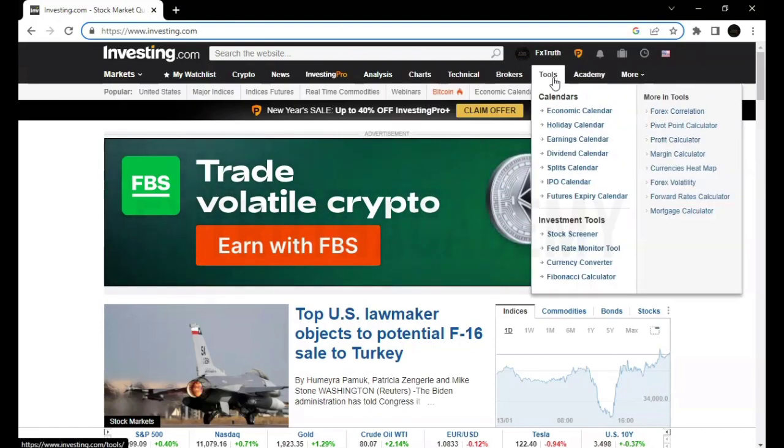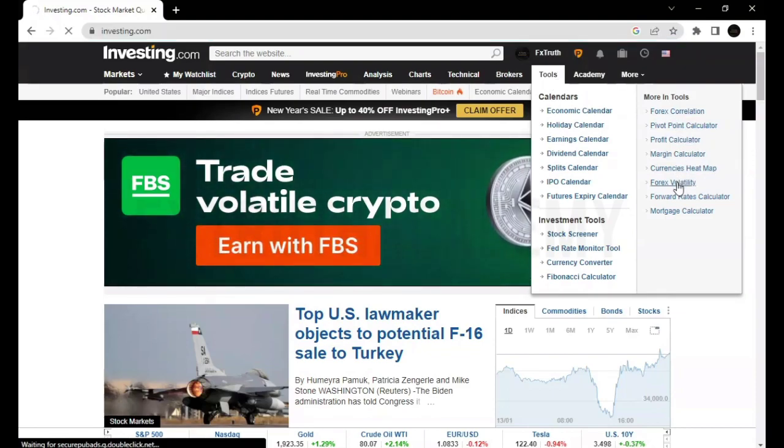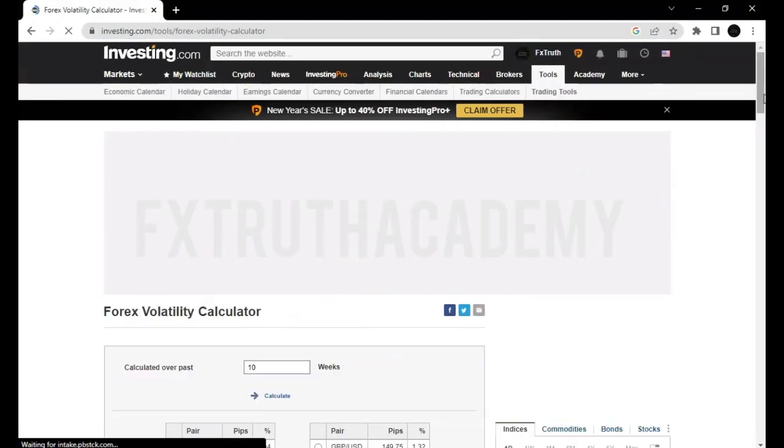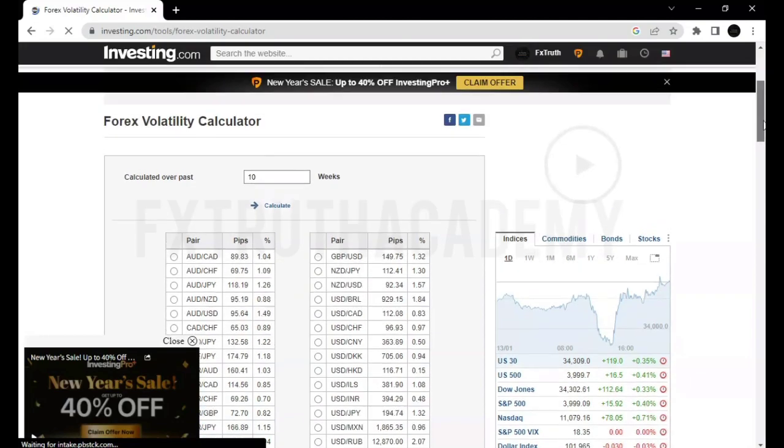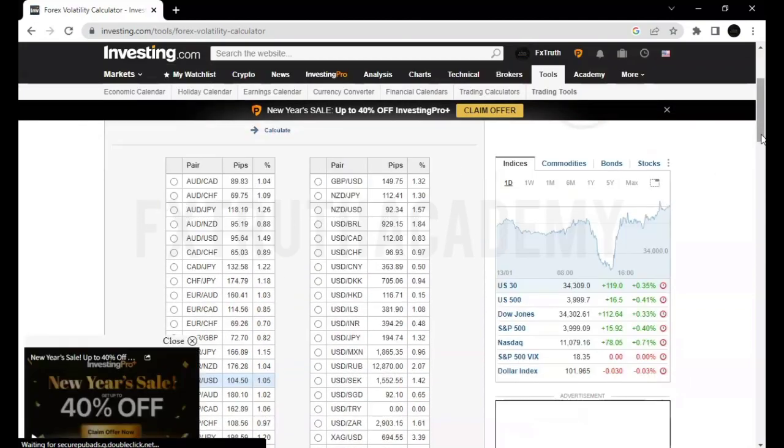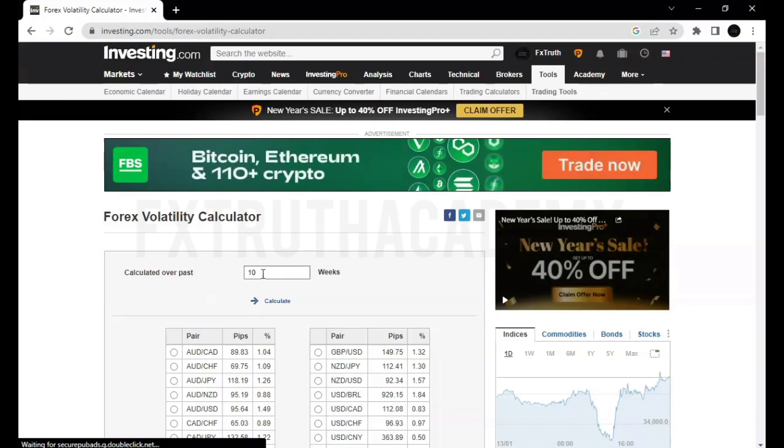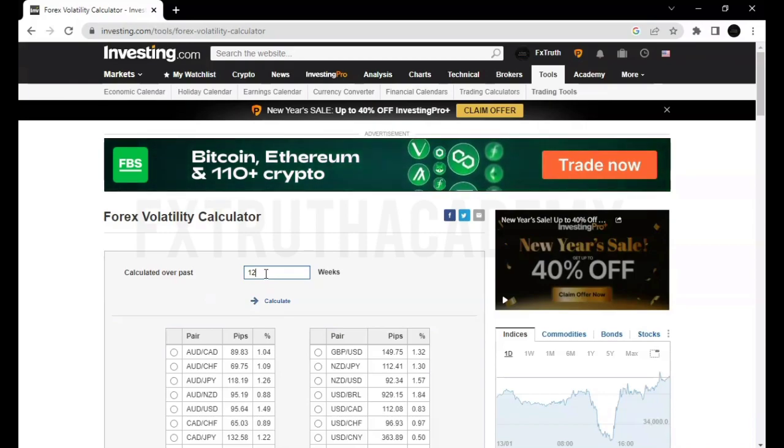And what you want to do is come to tools. Under tools, you want to go to forex volatility and tap that. When you tap forex volatility, you're going to get a page just like this. And right here you see calculate over past, where you fill in how many weeks you want to calculate. I like going with the figure of 12 weeks, because that tells me the last 3 months, which covers a quarter of trading data in a given year. It tells me what the price has actually been doing in the past quarter in terms of volatility.